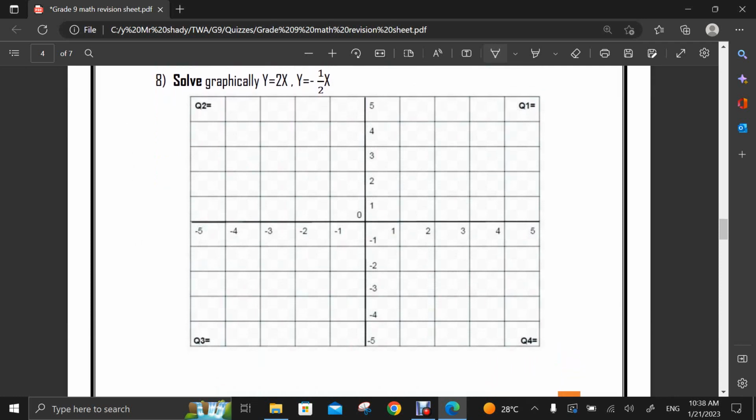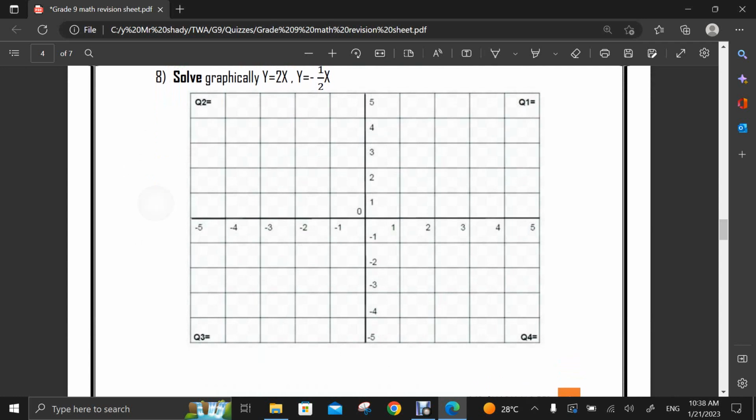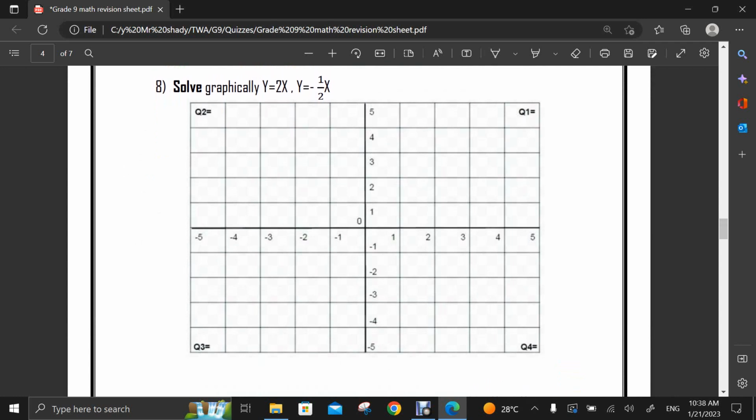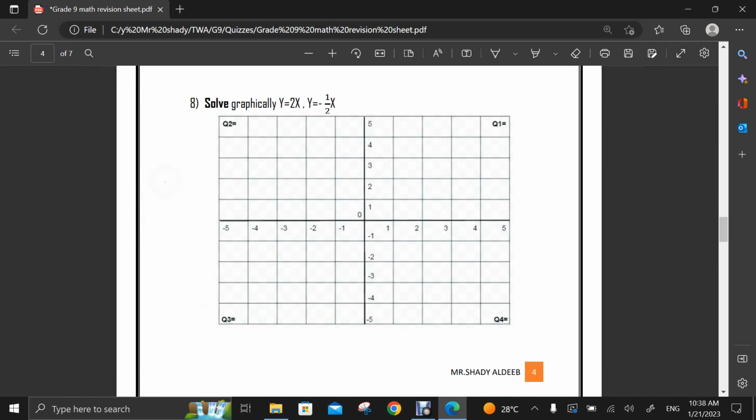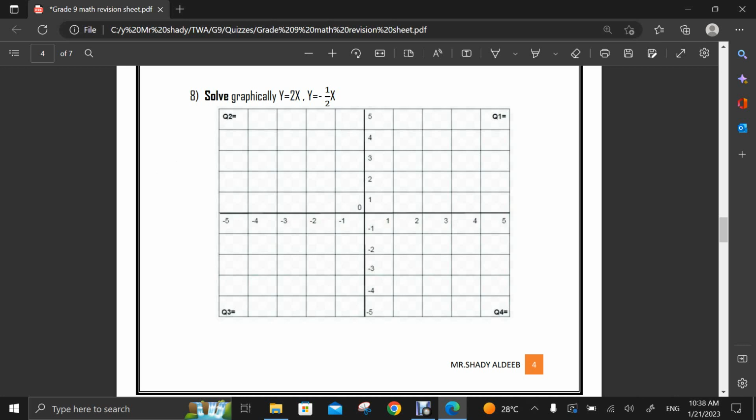Solve graphically y equals 2x and y equals negative half x. So this is the first type, where I have 2 straight lines and I'm going to search for the intersection point of these 2 straight lines. Okay, so let's draw the first one, which is y equals 2x. How to draw y equals 2x? Someone says, Mister, we haven't the intercept on the y-axis here because there is no number, y equals 2x only. So this means that y equals 2x plus 0. So the intercept on the y-axis in this case is 0.